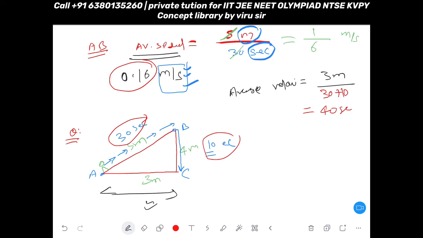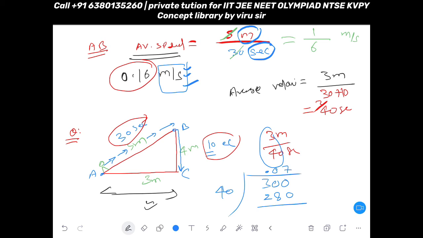So it means 3 by 40, I mean 3 meter by 40 second. So this 3 by 40 we have to solve. So 3 by 40, decimal, then 0. Still it is less, so increase the 0, it will be 300. Then it may go 7 times. So it will be this much. So you just leave your answer here. So 0.07 meter per second will be your velocity.